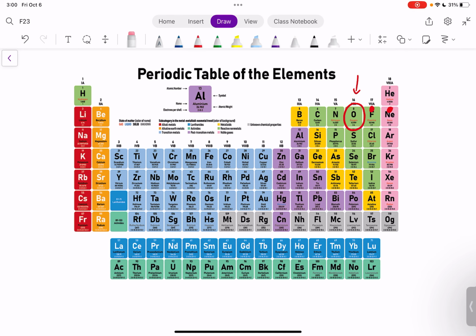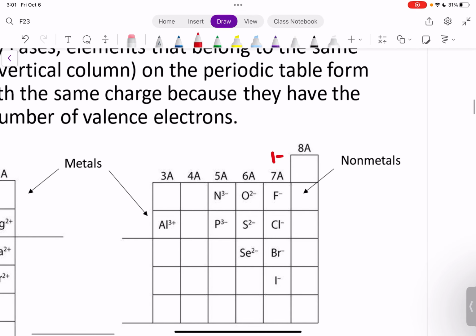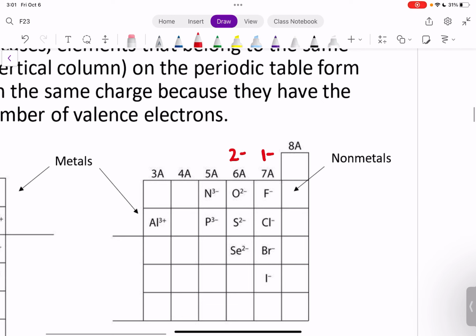And again, oxygen, and anything in group 6A, is so close to having that full octet that it's going to want to gain those 2 electrons. So anything in that group, when it forms an ion, is going to form a 2 minus charge. It's going to want to gain 2 electrons. Same thing here in group 5A. It's easier to gain 3 electrons for a total of a 3 minus charge than it is to lose 5.